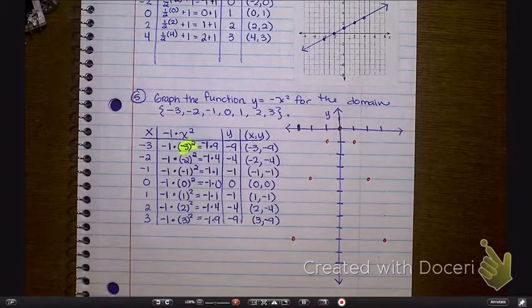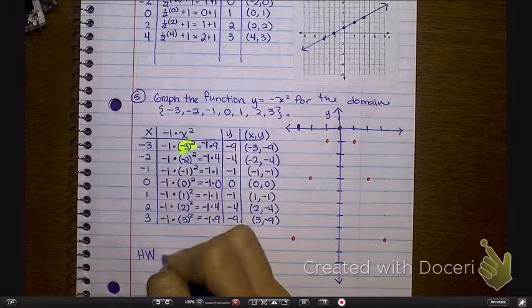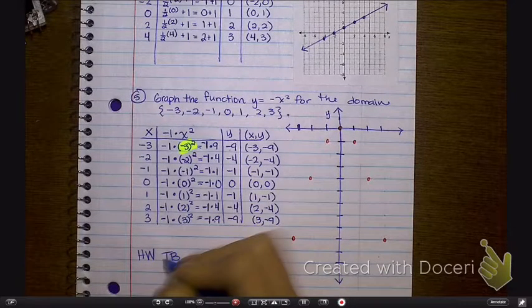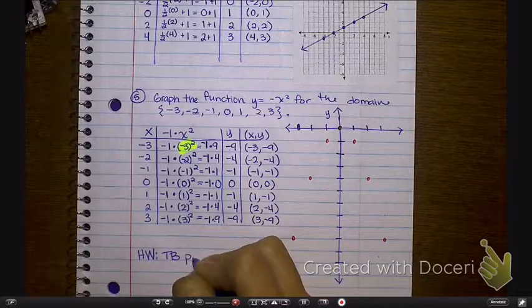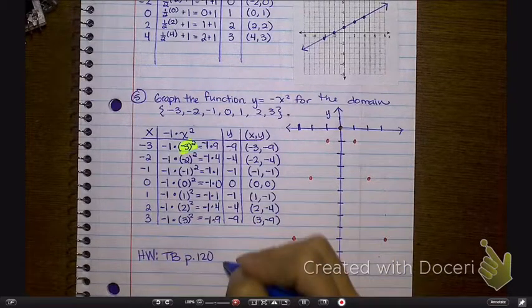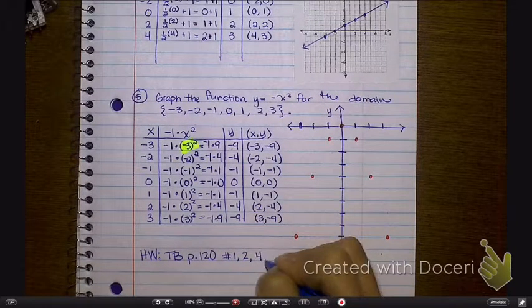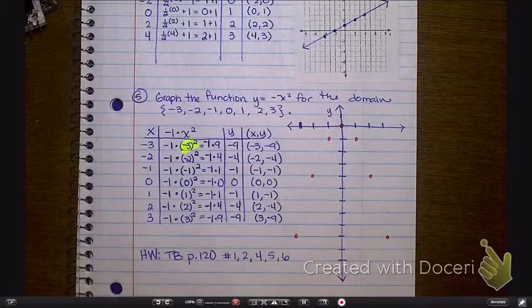Now, here's your homework tonight, so write this down, please. You're going to do the textbook, page 120. Remember that book that we checked out at the beginning of the year, that's been sitting at home collecting dust somewhere? You're going to find it, and you're going to do this page and these problems. If you never checked out a textbook, you need to take your ID card to the library during lunch or after school and check one out.